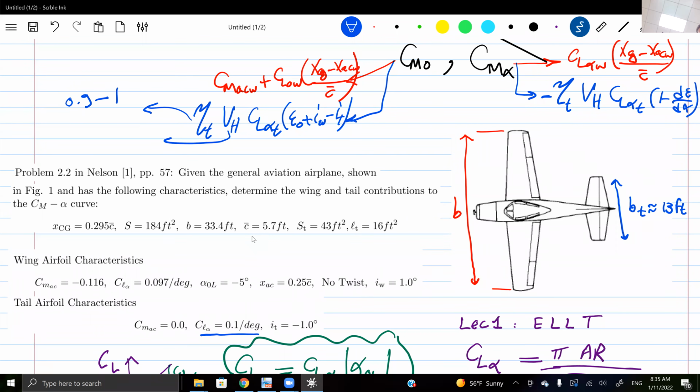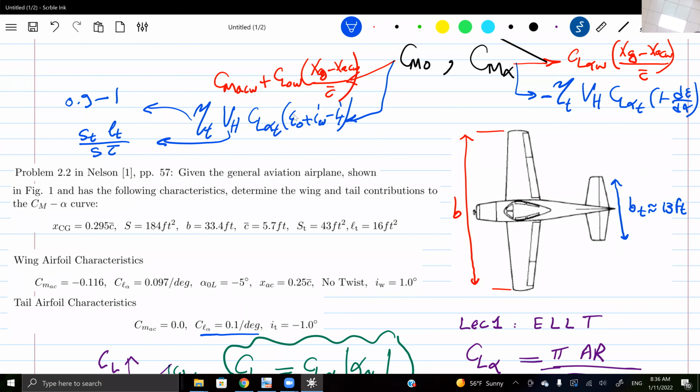What is VH? VH is a ratio. It's S tail, L tail over S C bar. Every single one of these are given. CL alpha tail, we got it already when we were getting the CL alphas. I wing is given. Here is the wing incidence angle. How are you going to place the wing on the airplane? At what angle? I tail is similar. How are you going to place the tail, at what angle? So we're given these. So pretty much we have everything here, probably except this epsilon naught.